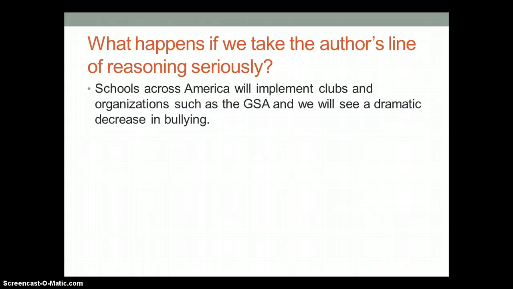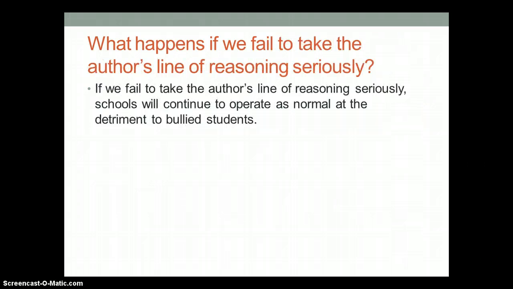Now, what would happen if we failed to take the author's line of reasoning seriously? If we failed to take the author's line of reasoning seriously, schools will continue to operate as normal, and bullying would continue. And this would be much to the detriment of bullied LGBT students.